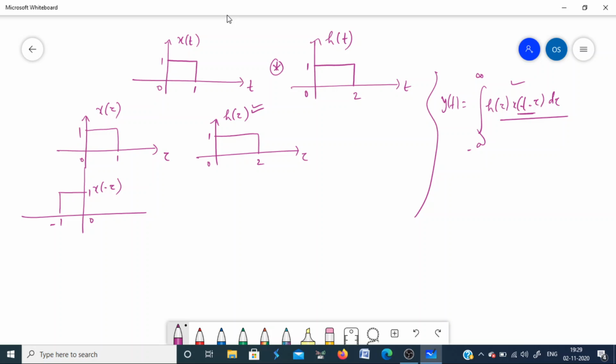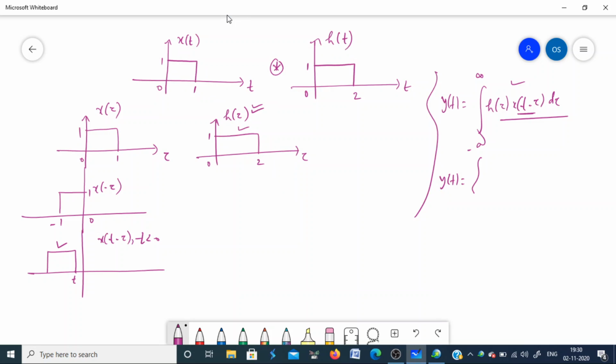Then again you have to find out the limits of integration. So first, if you plot x of t minus tau now for t less than 0, this function will be shifted to the left by some time t. Okay, that time can be anything. So as a result, if you multiply these two functions, your output is again 0. It means my y of t is 0 for t less than 0 simply.